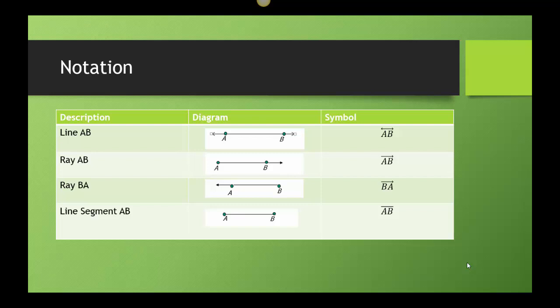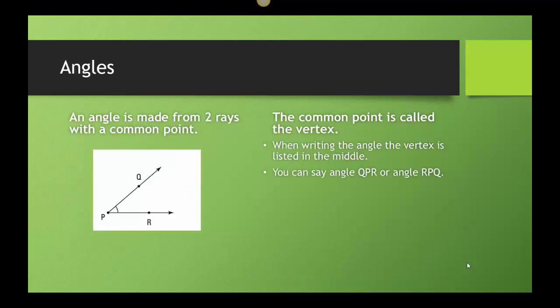And then the line segment, because it begins and ends, I could say AB with just a line on top or BA with just a line on top, no arrows at all. If you put 2 rays together, that forms an angle. So the common point that these 2 rays share, we call that the vertex. And when we write the angle, the vertex is listed in the middle. So when we're looking at the diagram on the left, you can see the P is in the middle. So we would want to say angle QPR or RPQ, but definitely want to put that P in the middle to indicate that that's the vertex.